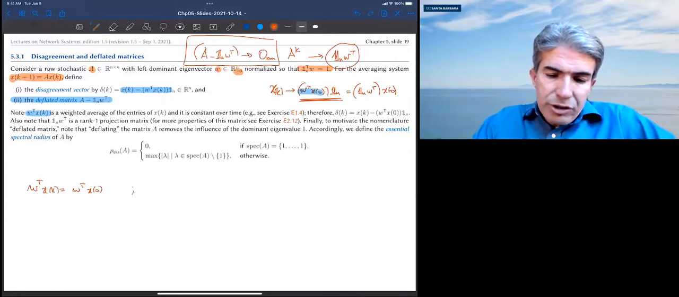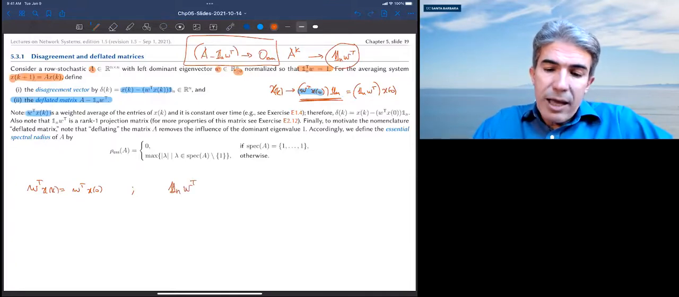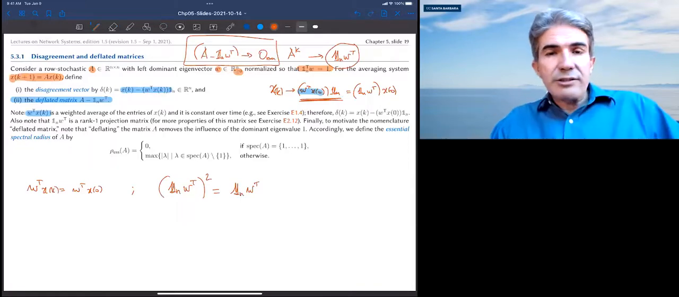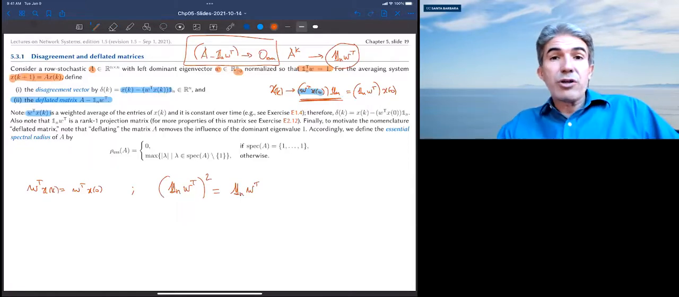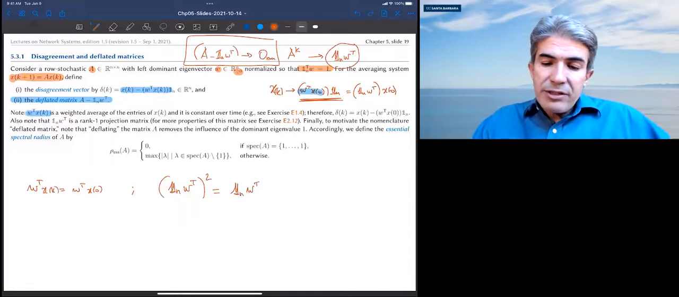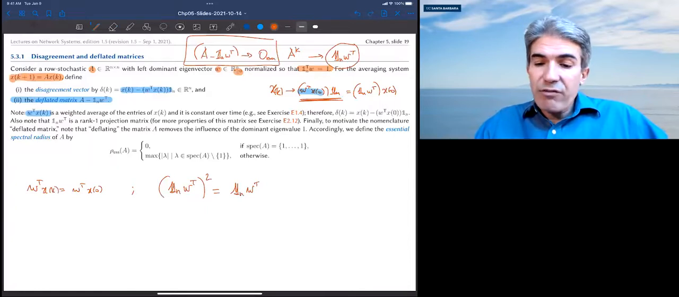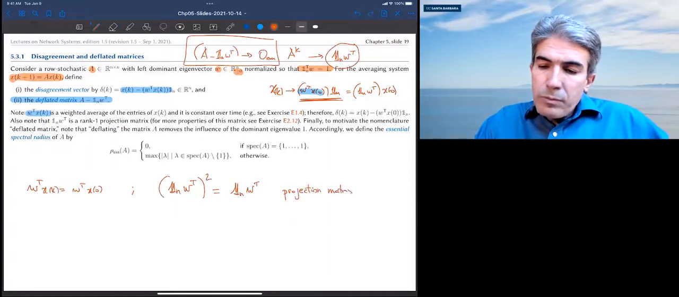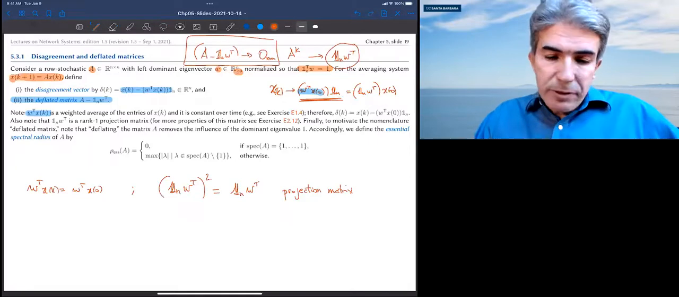It's also easy to see that this rank 1 matrix that I'm talking to you about happens to have the property that if you square it, you get back the same matrix. And I will let you work this out on a piece of paper to just see how easy that is. There's also an exercise in the book on this particular matrix. And because it has this property, that the power is equal to itself, people refer to this as a projection matrix. It's a projection onto a one-dimensional space.